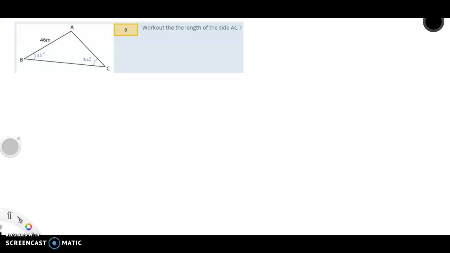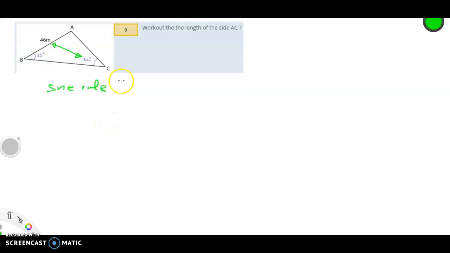Work out the length of the side AC there on that triangle. Right. The first thing you see is that we have this side, 46 meters, and its opposite angle. We know that pair there, 32 degrees. You see that? That pair. That triggers the sine rule in my head, right?